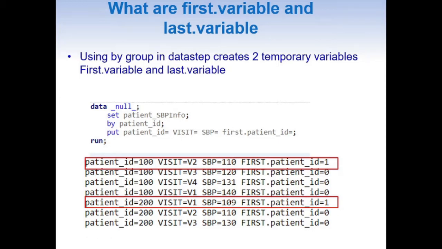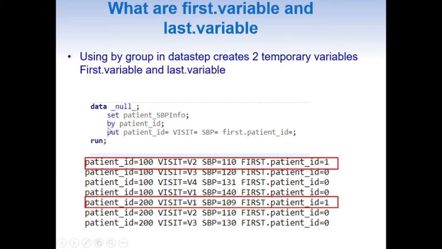Now let us look into first dot variable. To look into it, I am using data underscore null underscore, and I am using set patient underscore SBP info, that is the data set which I am interested in. And I am also doing by patient underscore ID. As I said earlier, whenever we use a by group in a data step, it creates two temporary variables, and one of them is first dot variable.